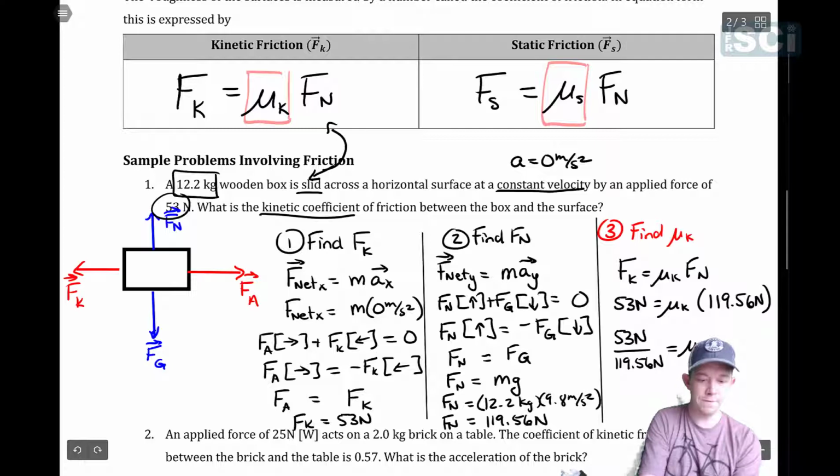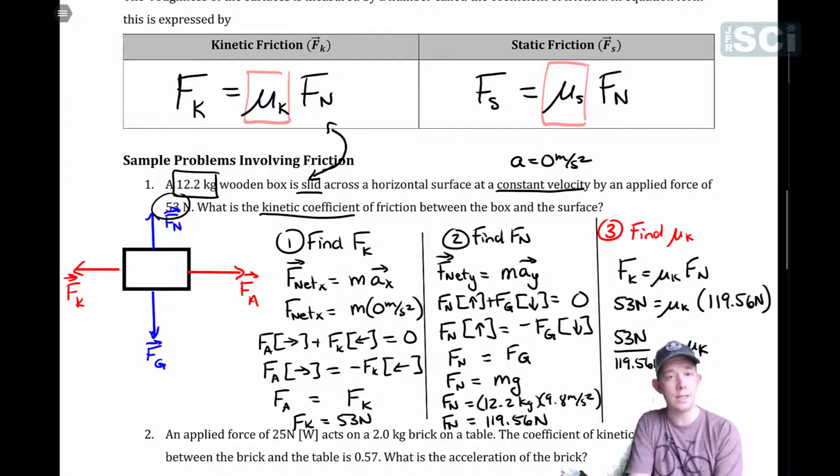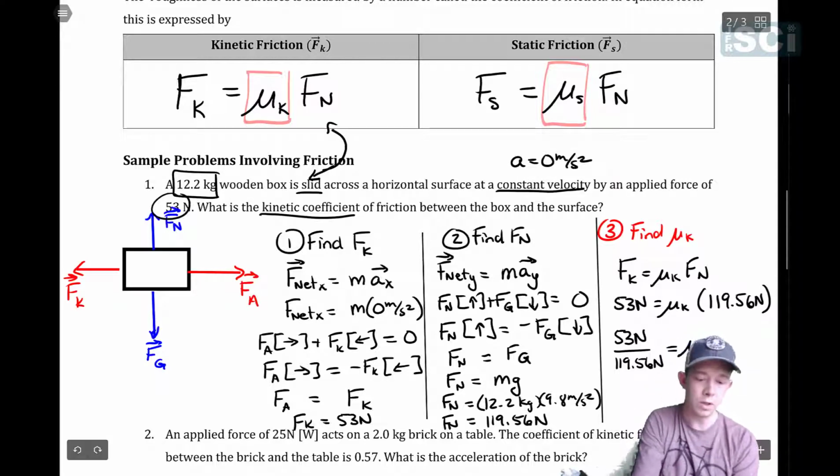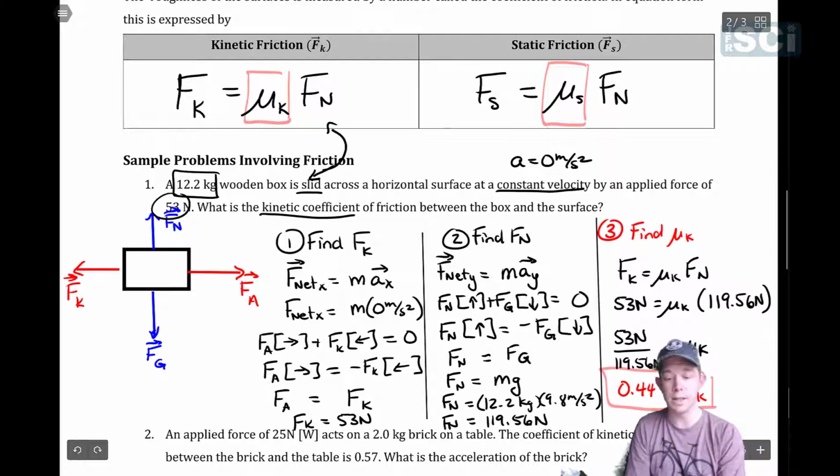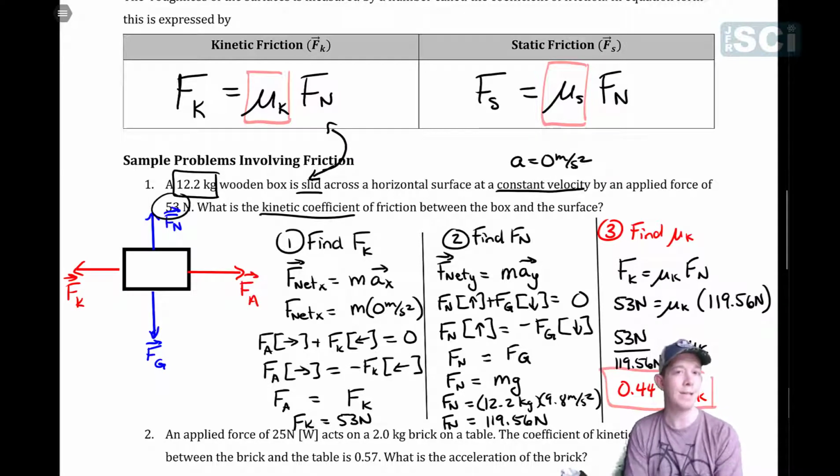And I notice that with 53 newtons divided by 119.56 newtons, my newtons units will divide to 1, which is very important in this case to let me know that my coefficients of friction have no units. So there's my coefficient of friction in this case for this problem of 0.44. It should also be noted that the coefficient of friction should always be less than 1. So if you get a value that's larger than 1, that means that we have a numerical mistake somewhere in our problem. So definitely double check your work if you are getting a value larger than 1.